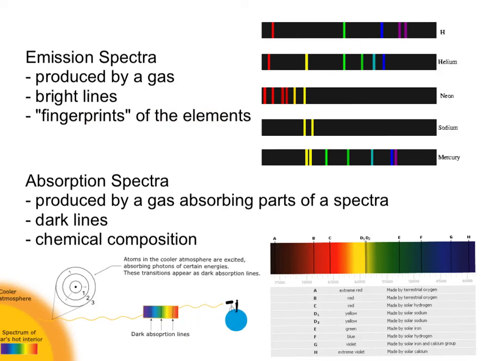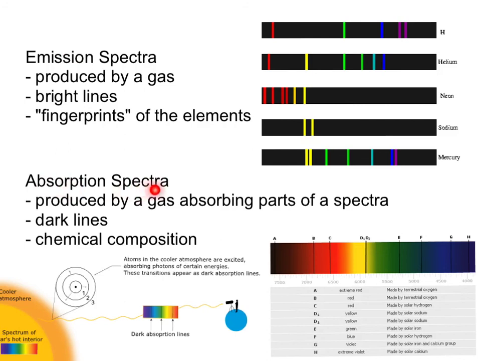Here we can see the emission lines of hydrogen. You can see there's 1, 2, 3, 4, 5 lines at these distinct locations. No other element has 5 lines at those exact locations, which is why the emission spectra is kind of a fingerprint for that element. Helium has lines at these locations, neon, sodium, and mercury, etc. No two elements have the same number of lines at the same exact locations.